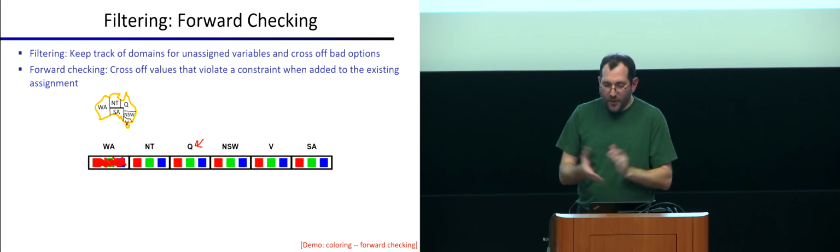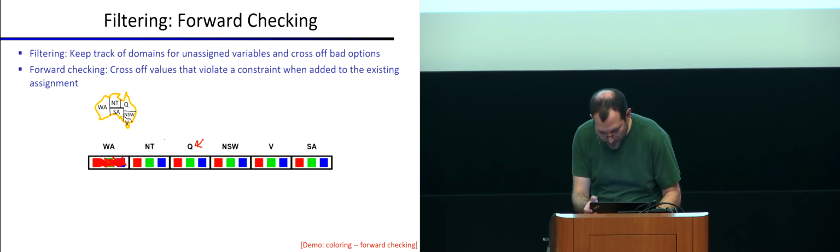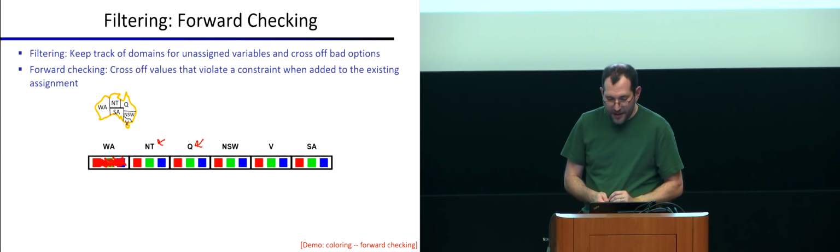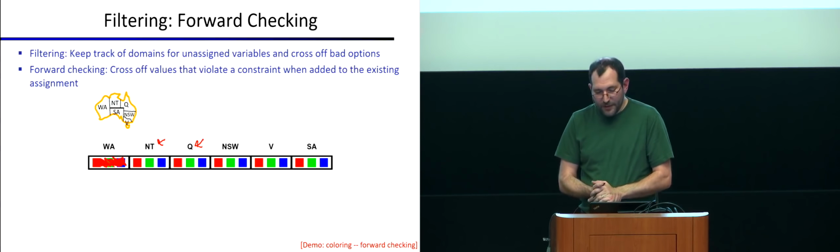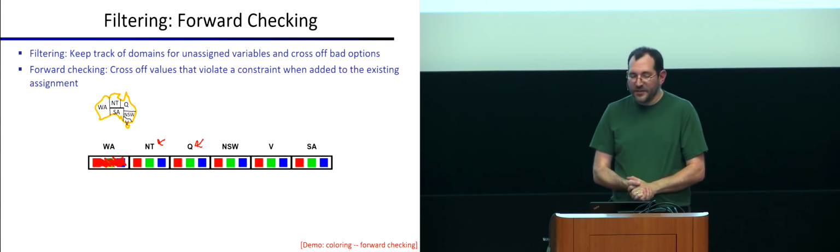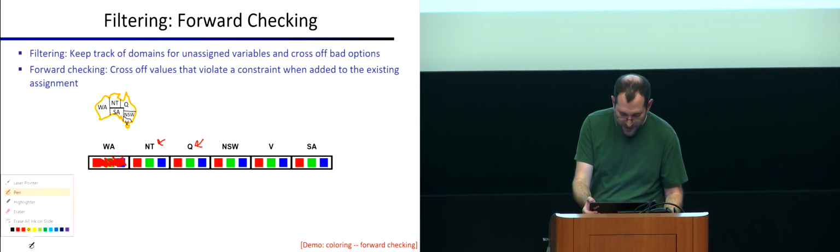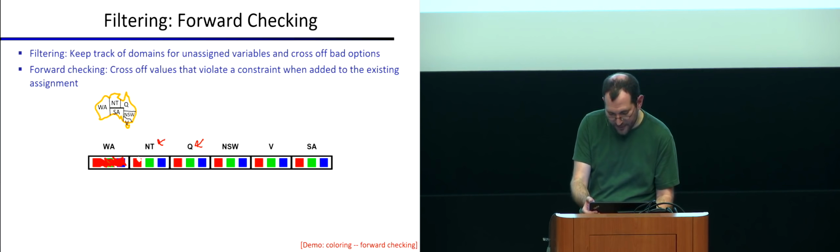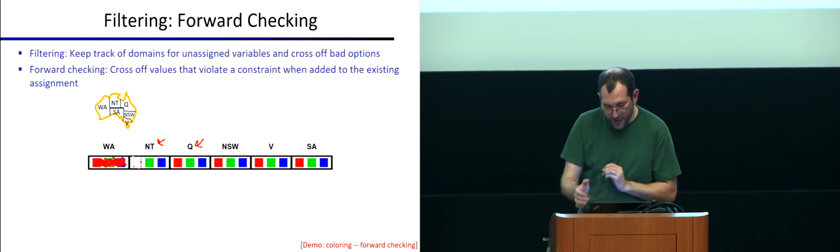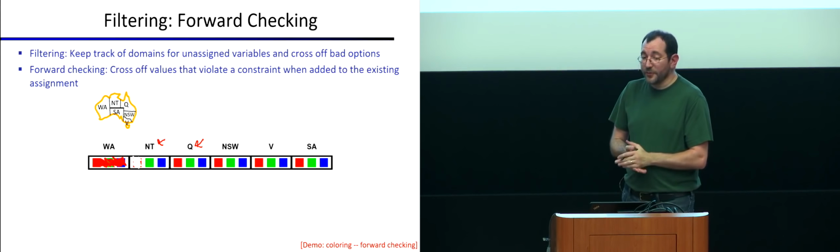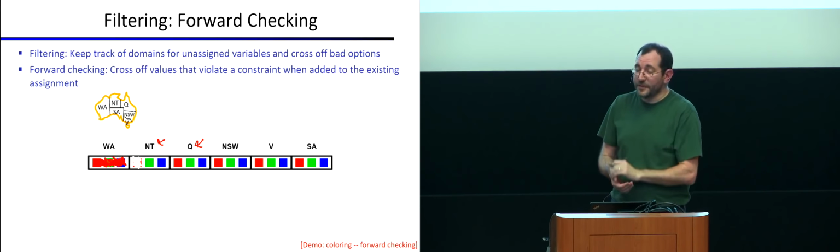All right, all those still work. How about the Northern Territories? I would look at that and say, well, green and blue are still fine, but red's not going to work anymore because it would violate the inequality constraint against WA. So I would see if this will work. Magic. Okay, it's gone.